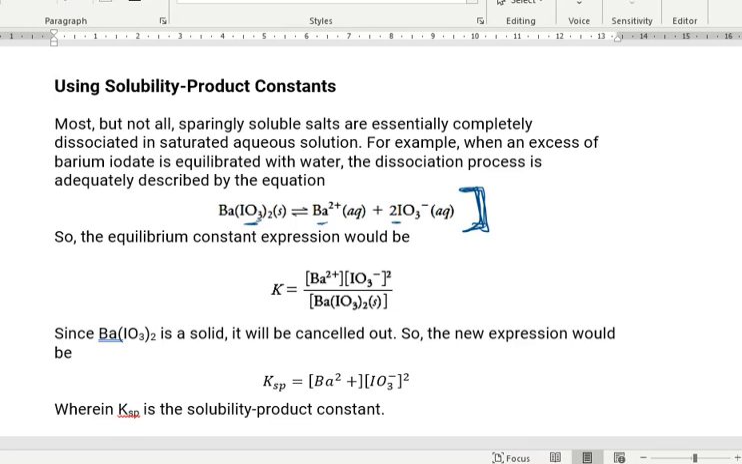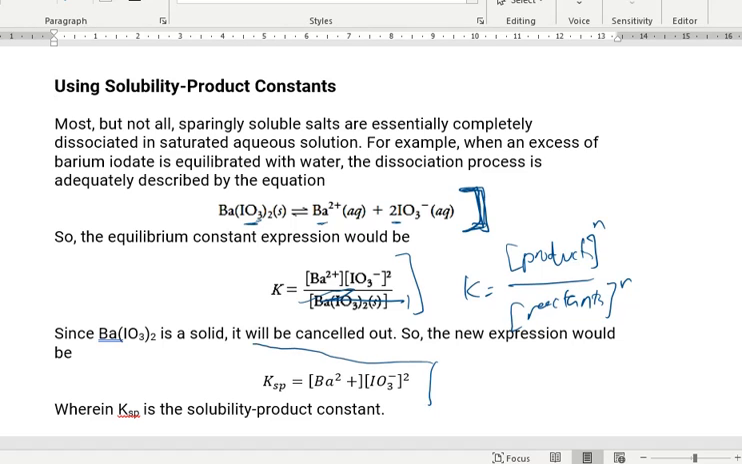then we can have the equilibrium constant expression, which is this, right? That's still K, products all over reactants, right? And that's raised to the power of their stoichiometric coefficients. Okay, now since barium iodate is a solid, that means this will be equal to 1. So we are left with this solubility product constant expression.